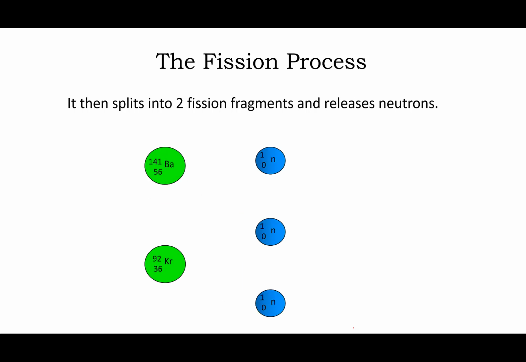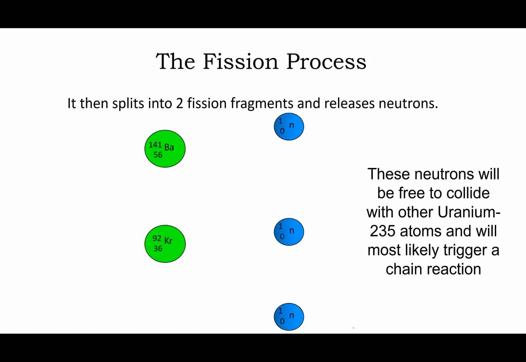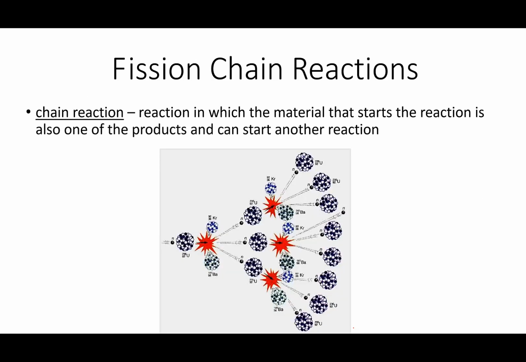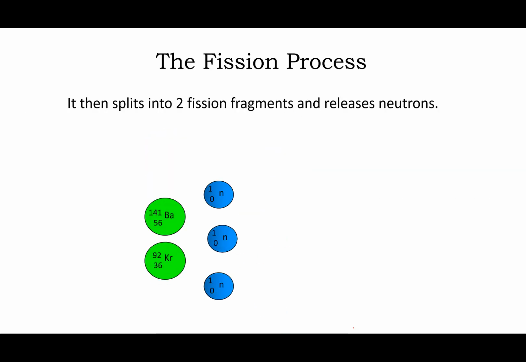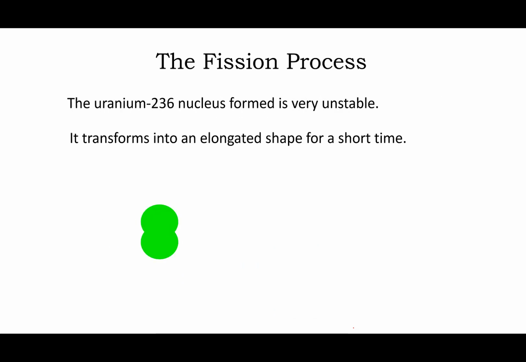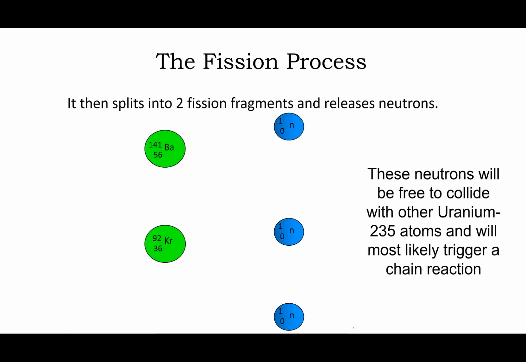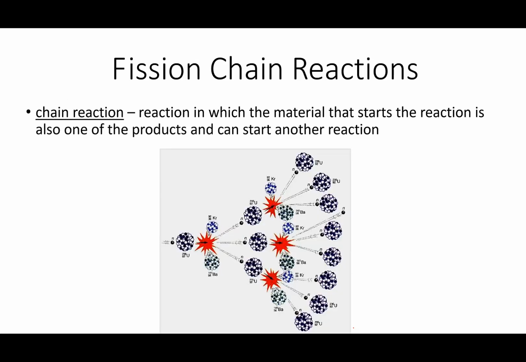It forms 2 bigger nuclei and some neutrons that move out and are free to collide with other uranium atoms to cause a chain reaction, which is this. You notice that I started by hitting it with a neutron, right? And then I ended with 3 more neutrons. So if these neutrons are around other uranium particles, they will hit them and cause them to blow up. And those uraniums will cause even more uraniums to blow up. And so the material that starts the reaction, you make it as a product and it starts it again.